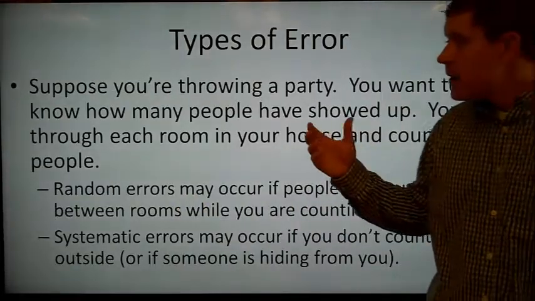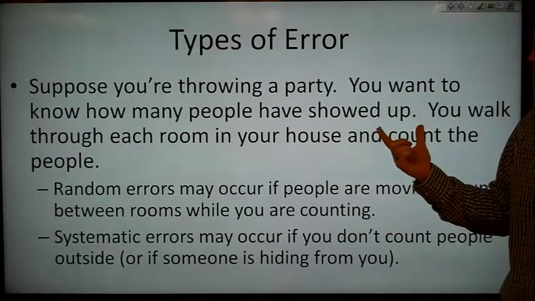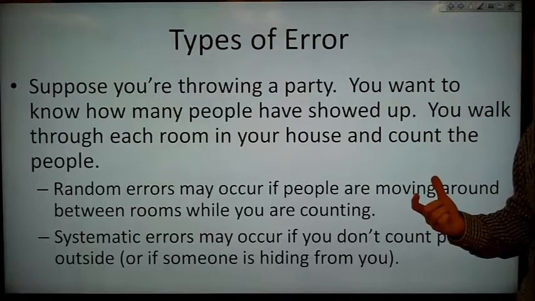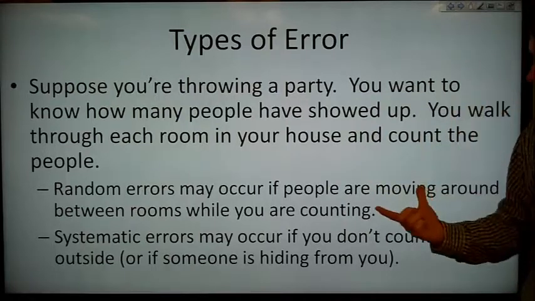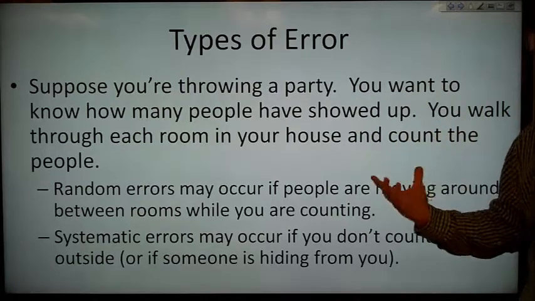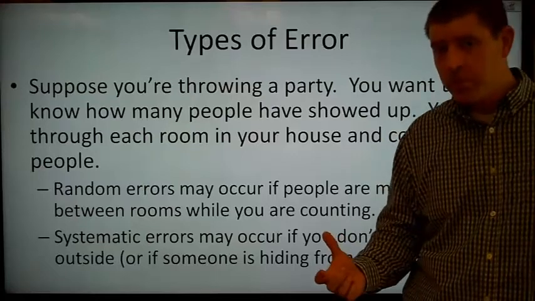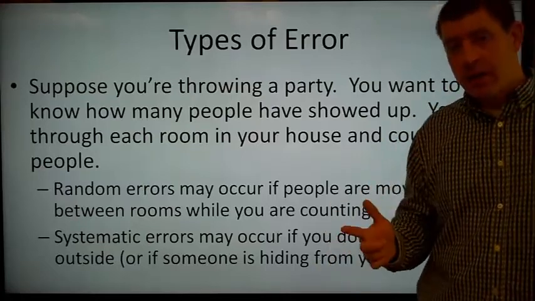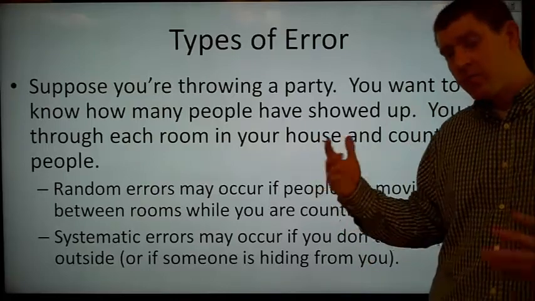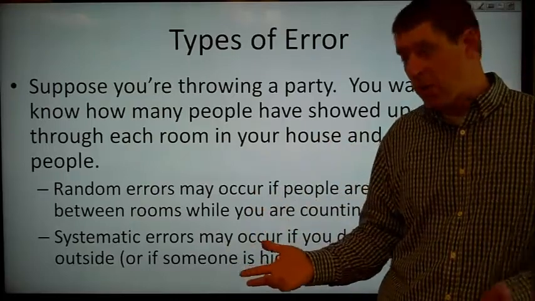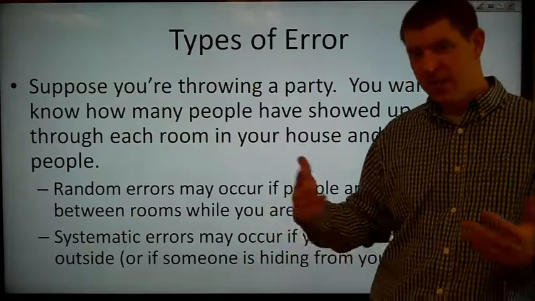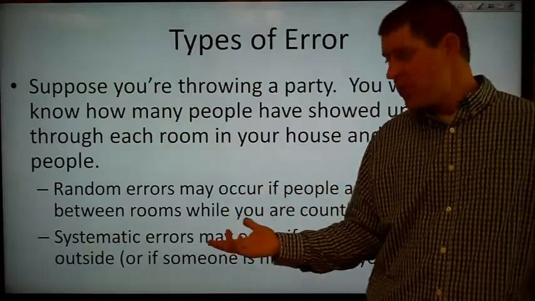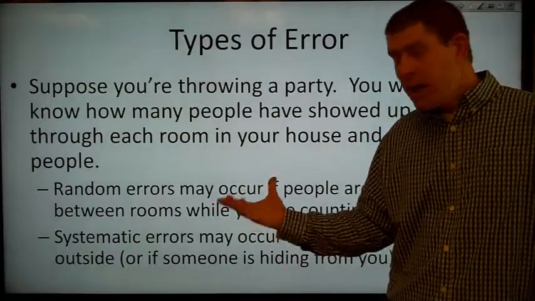So, suppose you're throwing a party, and you want to know how many people have shown up to your party. You can walk around through each room in your house, and you can count the people in each room. But you're probably going to be making some mistakes. Assuming that you have a fairly sizable number of people at your party, and not just, say, 5. 5 is probably pretty easy to count. But if you have 100 or so people there, you're going to get some errors.